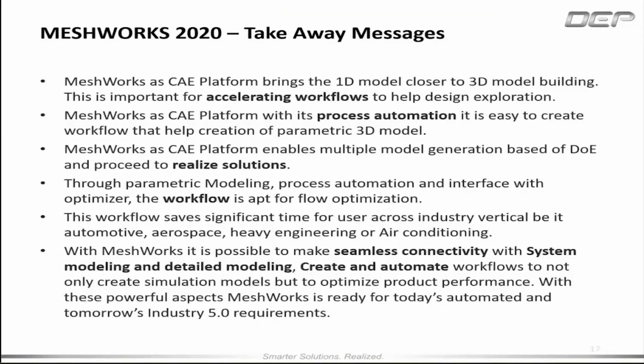The process automation in MeshWorks can pick up the values from there and convert that information from the system model, in terms of area, length of the duct and everything, into a 3D model. From then on, the meshing tools in MeshWorks come into action, and then the parameterization tools in MeshWorks come into action. All these are sequentially organized in terms of the workflow. So that is the central takeaway point.